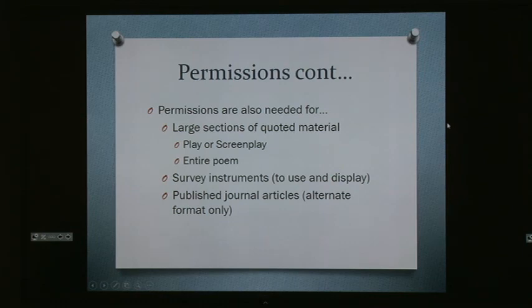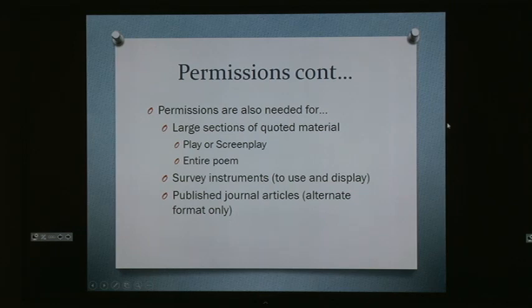Permissions are also needed for large sections of quoted material. That's like a play or a screenplay. An entire poem like Beowulf, you can't just insert that directly in. Survey instruments, most of you, if you're using one that is not your own, you've gotten permission to use it, but some forget to get permission to display it in your appendix, so make sure you get both.